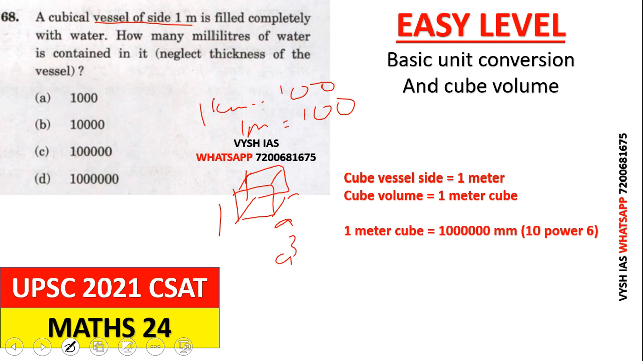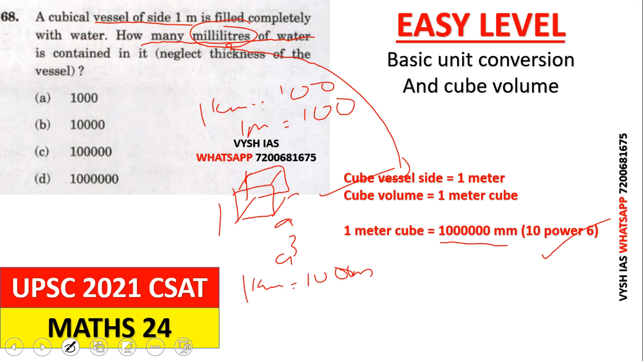Now just convert that. They are just asking you how many millimeters of water is there inside the vessel. Okay, first you found out the volume. It is 1 meter cube. Now because they are asking millimeter, you have to convert it. So 1 meter cube is equal to 10 power 6 millimeter. This is a standard thing. Okay, here I cannot teach you anything. Like I cannot teach you that 1 kilometer is equal to 1000 meter. That is a fact. 1 kilometer means it is 1000 meter. Same like that, 1 meter cube is equal to 10 lakh millimeter. Okay, so answer is 10 lakh.